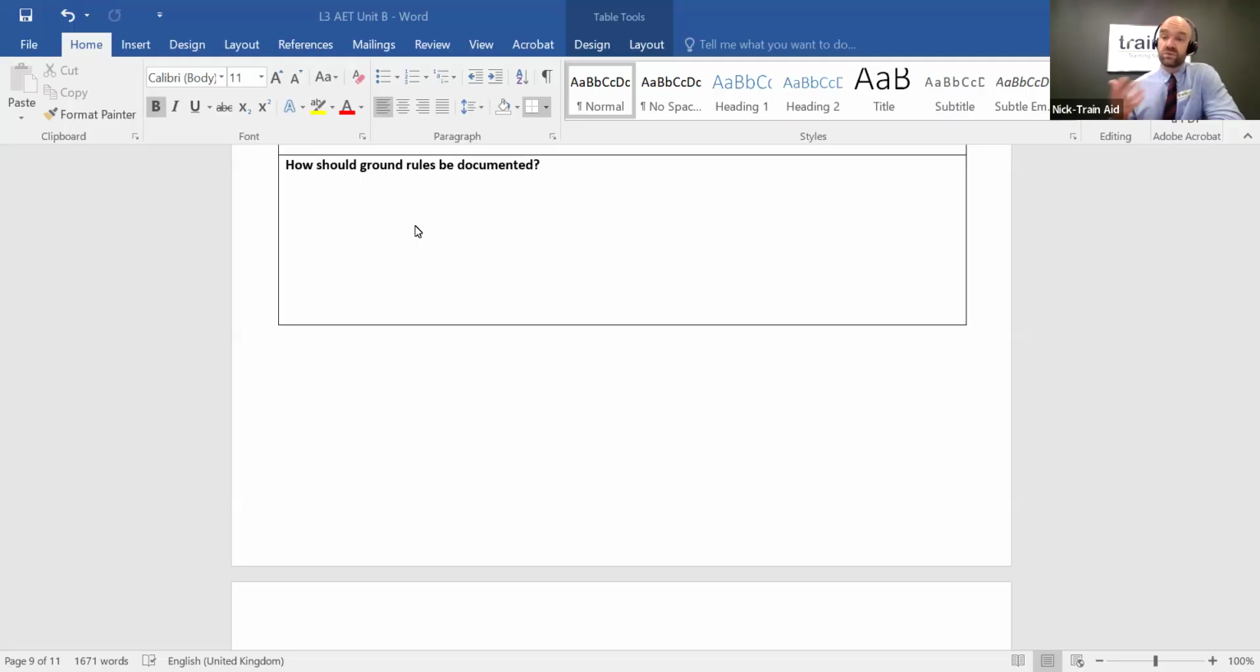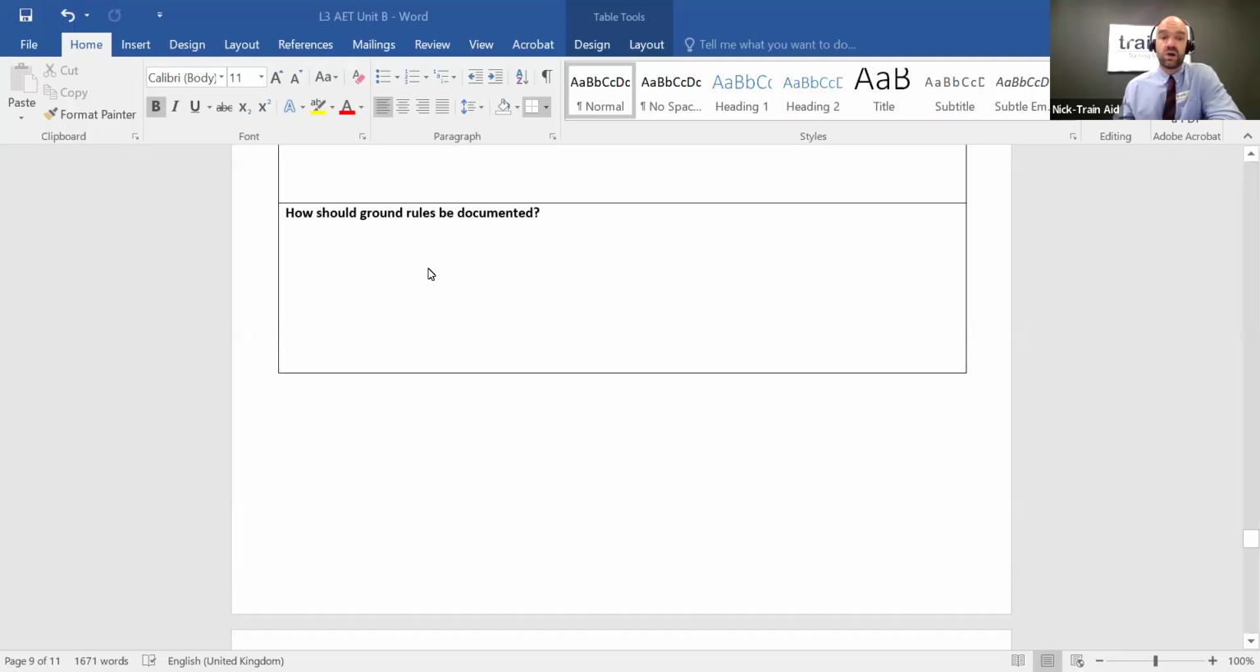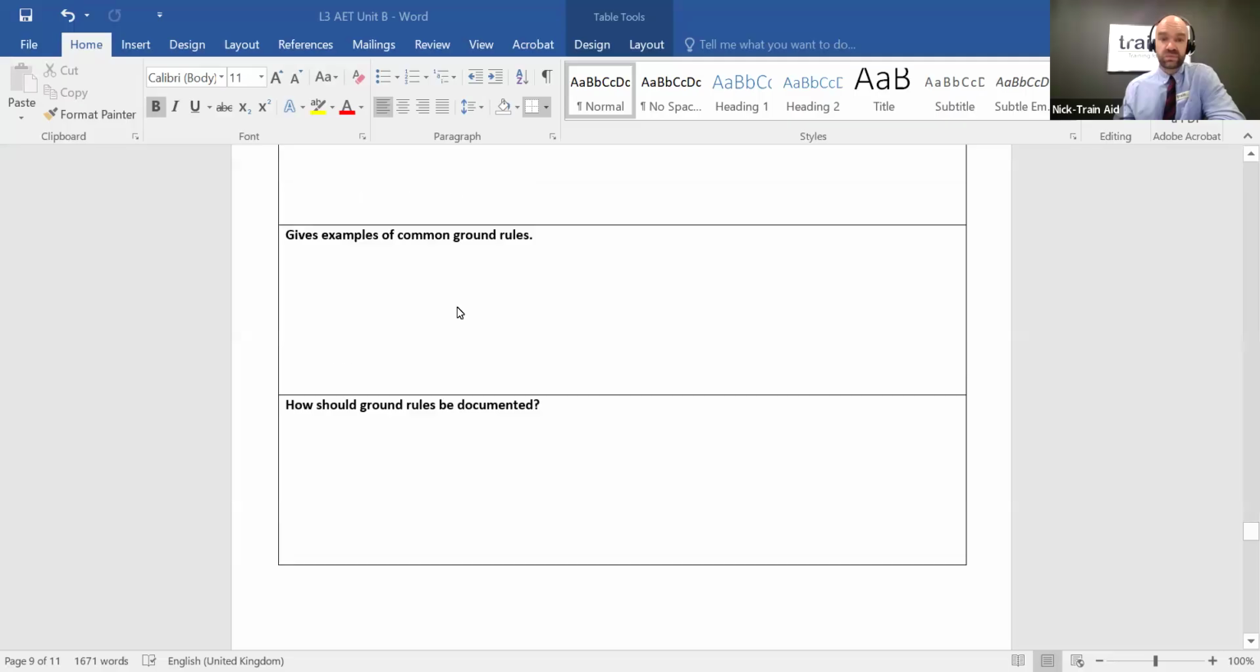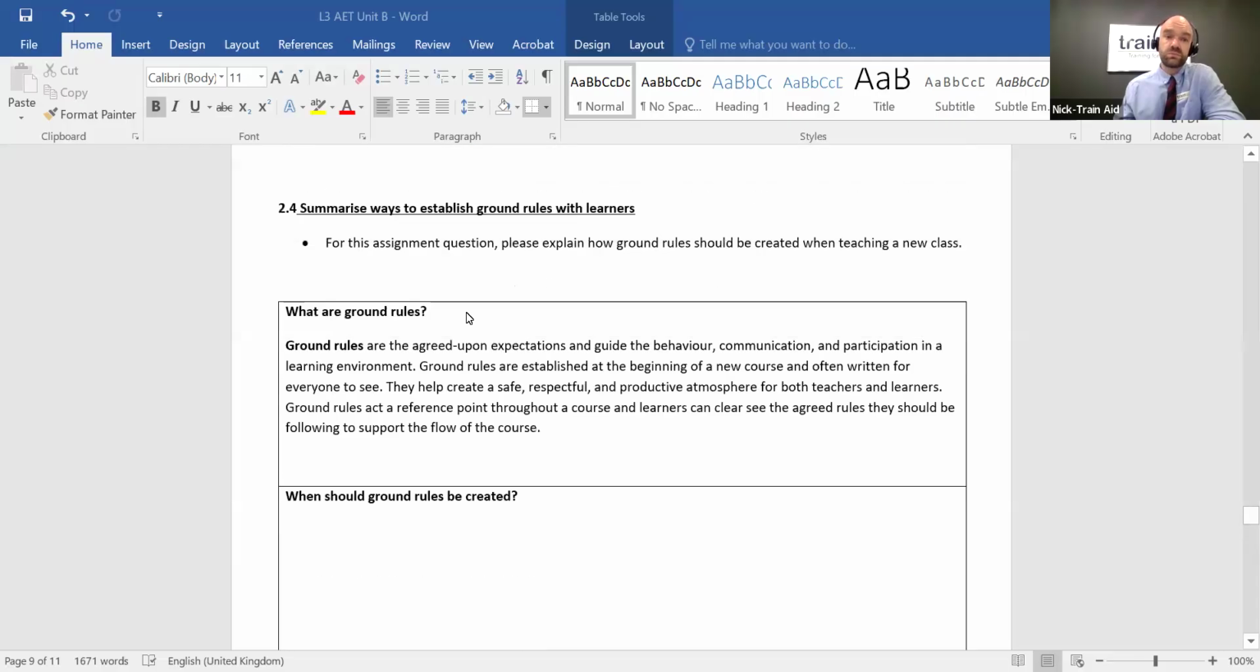So there are different ways of doing it, but it should be displayed, especially within the classroom setting, for all learners to see and to adhere to as well. So maybe just a couple of lines there on how should ground rules be documented. So make sure they are visible to see throughout your lesson.